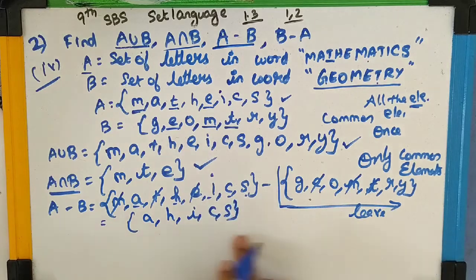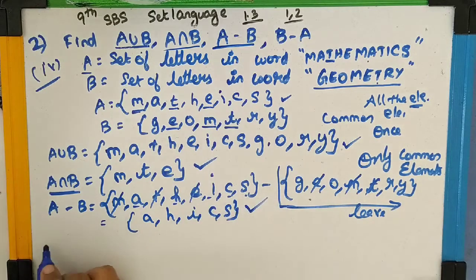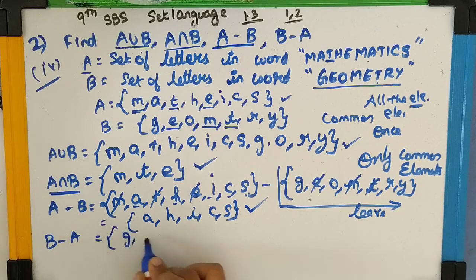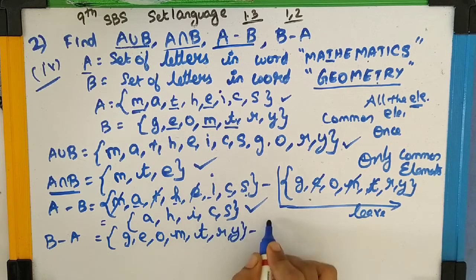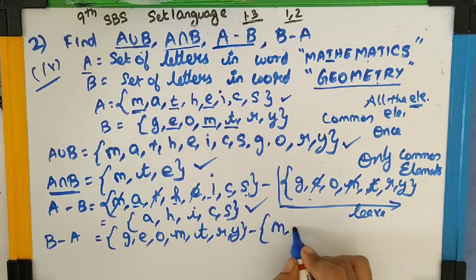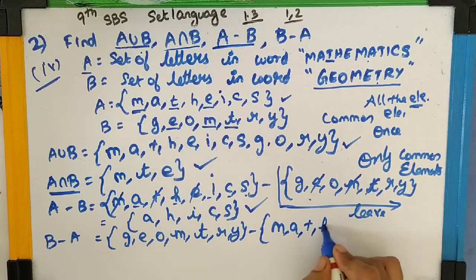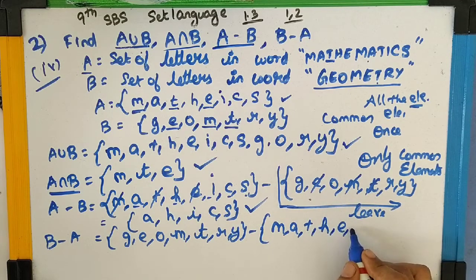Very good. Now I hope you are getting clear. Now what is B difference A? First write B: G, E, O, M, T, R, Y. These are the elements in set B. Difference. What are the elements in set A? M, A, T, H, E, I, C, S.